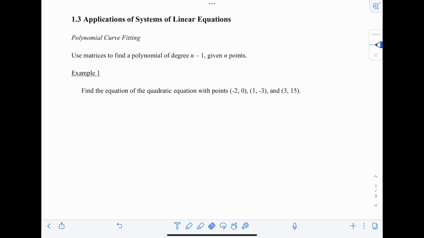So we're going to look at two different applications here. We're going to look at polynomial curve fitting, which I admit, I agree, is going to definitely feel more mathematical, but definitely has its place and its purpose outside of just academic mathematics. The other one we're going to look at, though, which I think is far more fascinating, is networks and how we can use systems of equations to model and solve different networks.